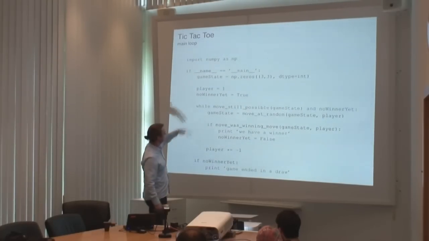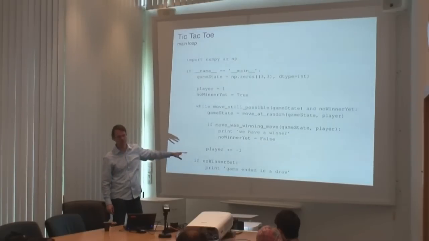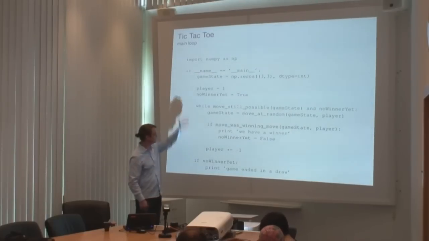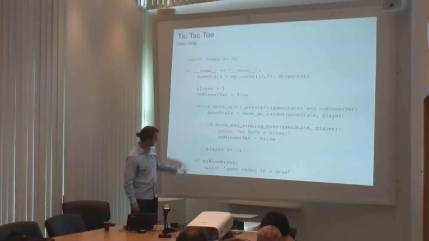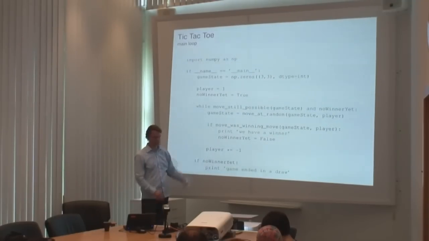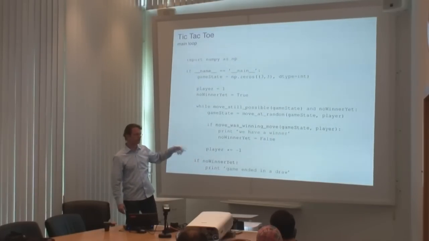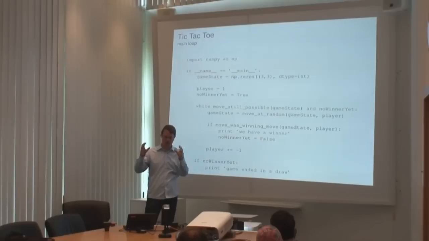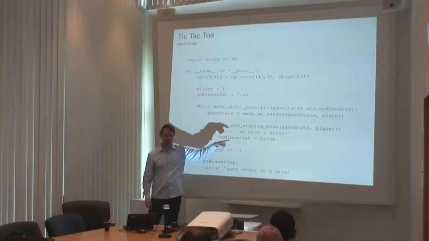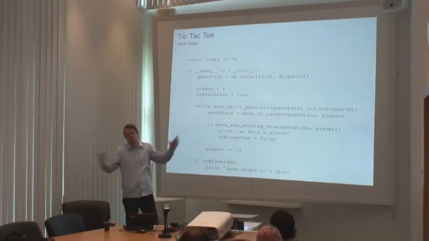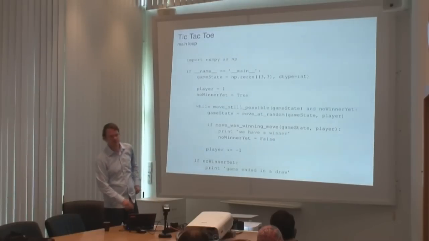Say we have reached, for whatever reason, the end of the while loop. Could be that a player has won, right? That this variable has been assigned the value of false, so that we will leave the while loop. If this variable is false, well then somebody has won, and this will not be printed out. The other way of leaving the while loop is that there is no empty field anymore, right? And in this case, no player will have won, and so we would have to print out that the game ended in a draw. So this is the main loop of this tic-tac-toe game.